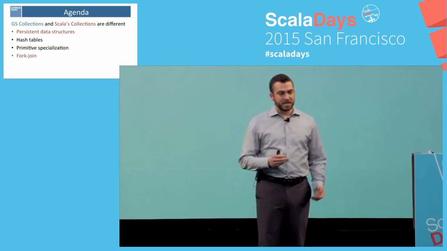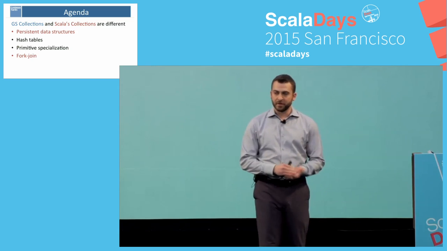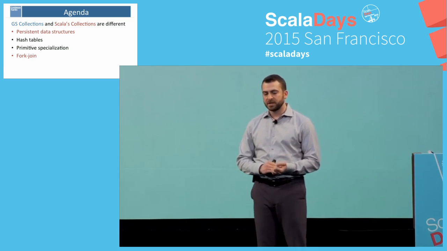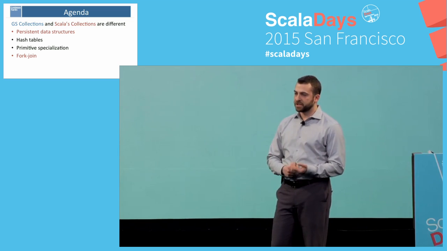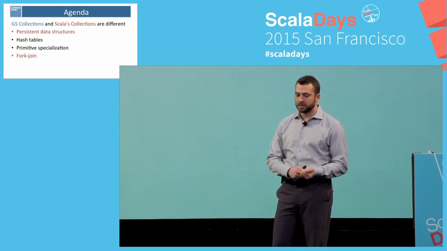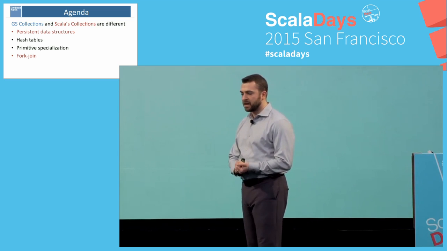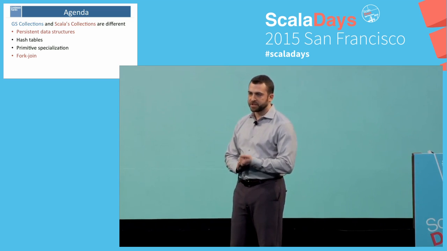I'm going to be talking about specific differences between them though. I'll talk about Scala's persistent data structures. I'm going to talk about the difference in the hash table implementations, mutable and immutable. I have a short section about primitive specialization, and then I will talk about parallel collections and fork join.